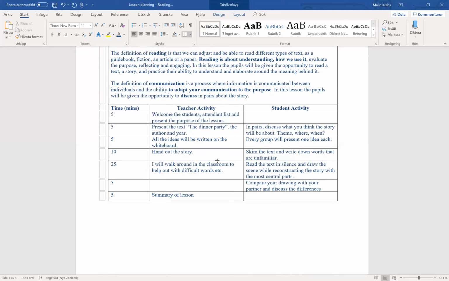I will also walk around in the classroom to help out with difficult words and so on, to help them understand the text in a better way. The next 5 minutes, they will compare the drawings with a partner and discuss the differences. And the last 5 minutes will be a summary of the lesson.